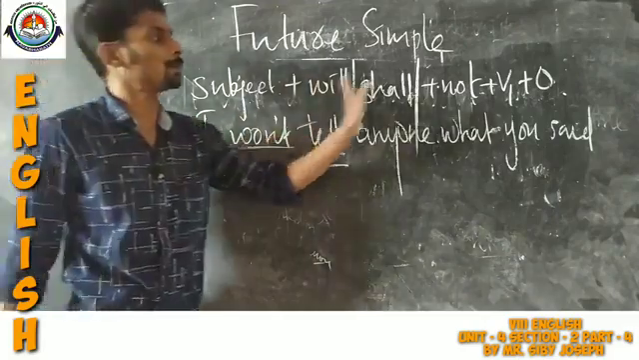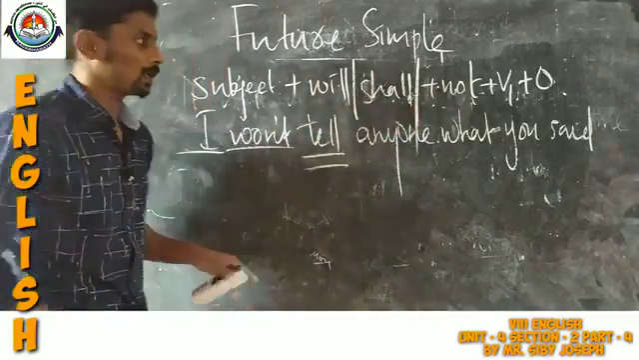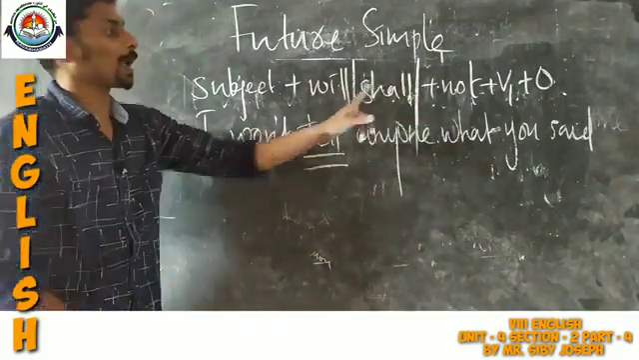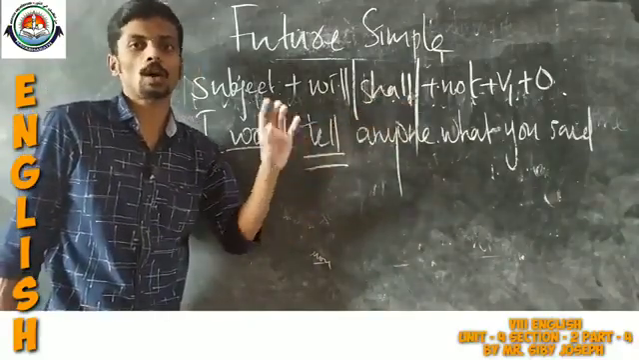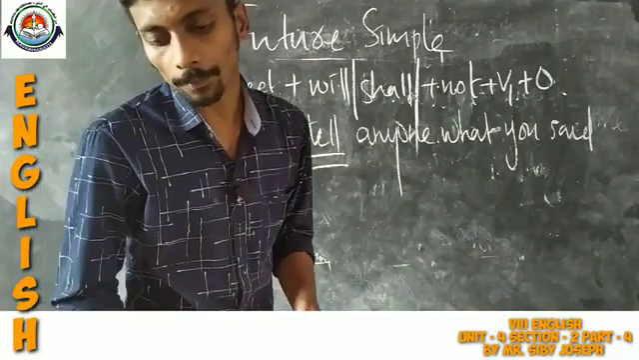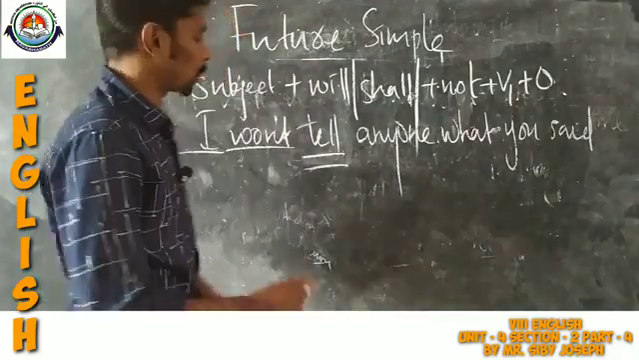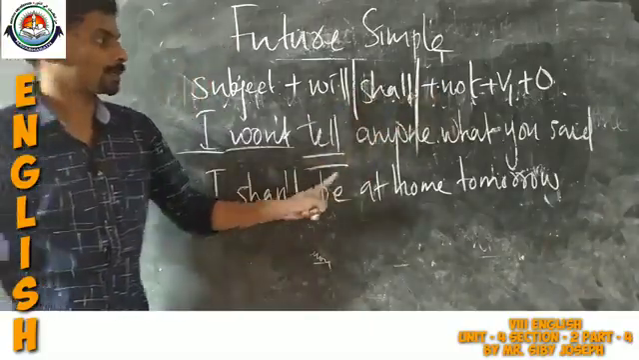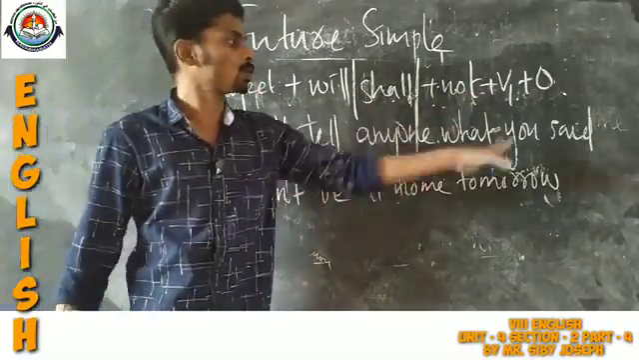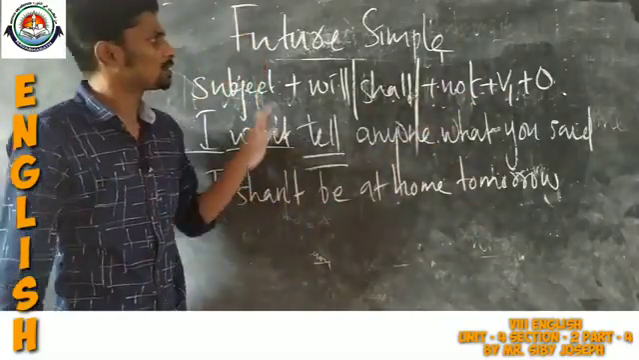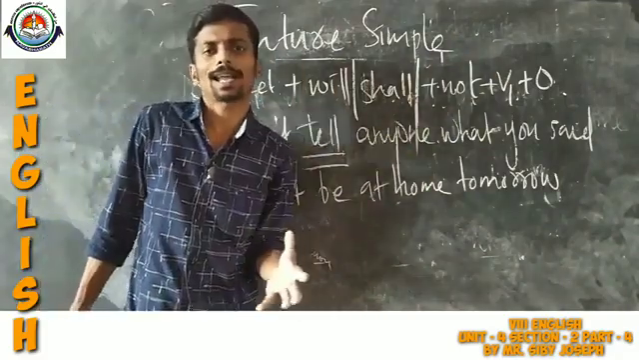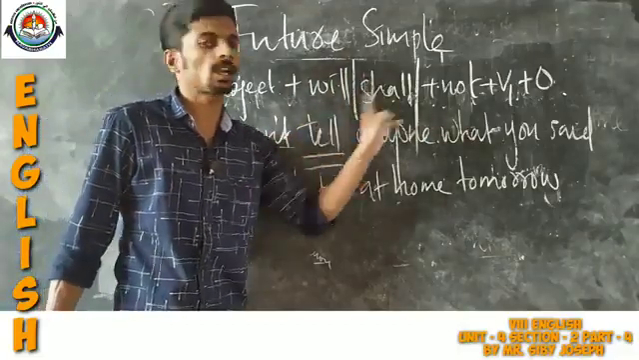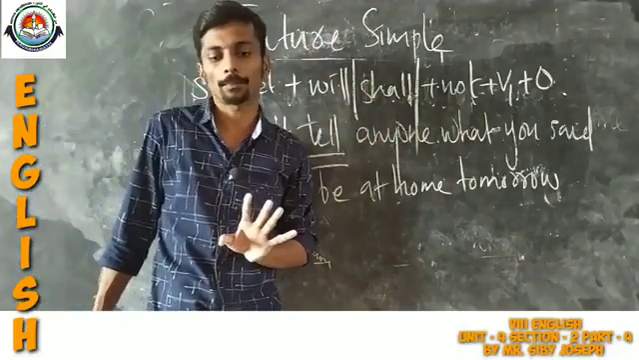Simply speaking, will plus not or shall plus not. Will plus not is known as won't or will not, and shall plus not is known as shan't or shall not. Again, look at the other example. I shan't be at home tomorrow. Again, I is the subject, then shall not, shan't, then V1 be and home as object. Okay. So in that way we can create the negative form of sentences using will not and shall not in future simple.